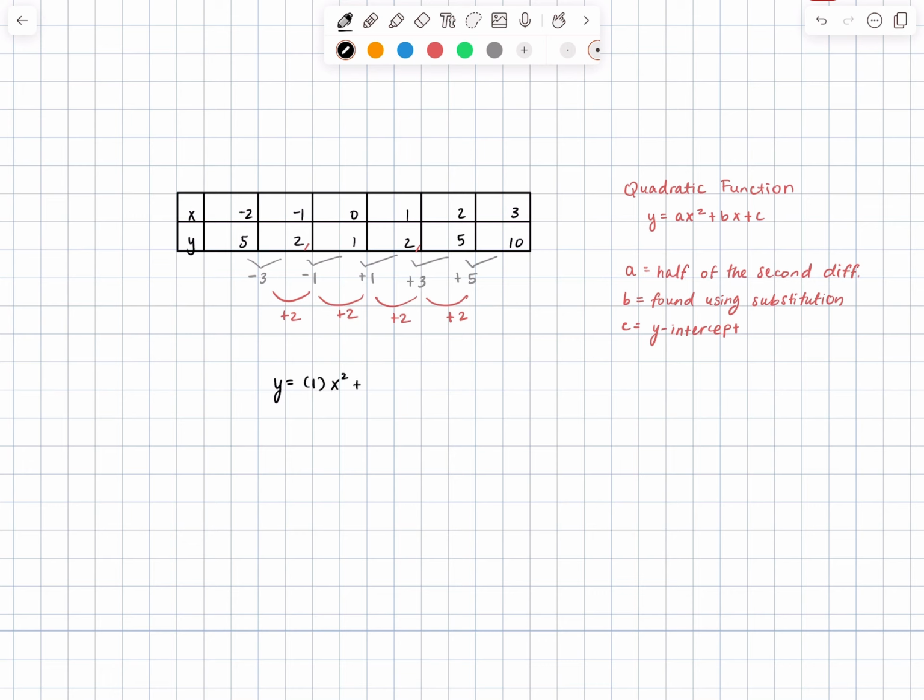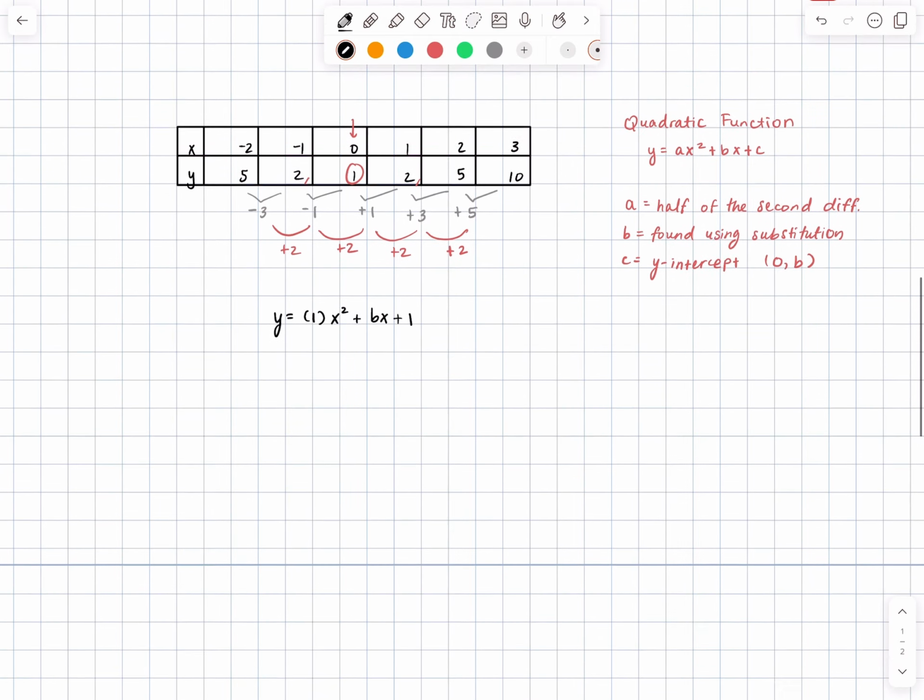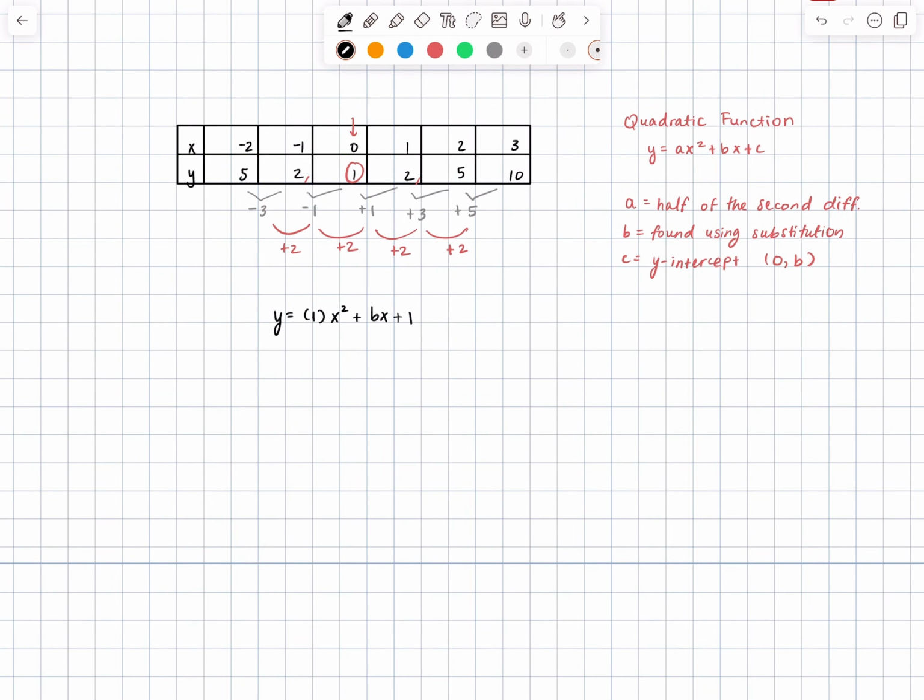And then our b value is going to be found through substitution. So I'm going to just write bx for now. And our c value is going to be the y-intercept. So y-intercept, again, remember, it's 0, b. So my x is 0 here, and then my y value is 1. So my c value is going to be 1. So now I can choose any point and substitute those values in to solve for my b value.